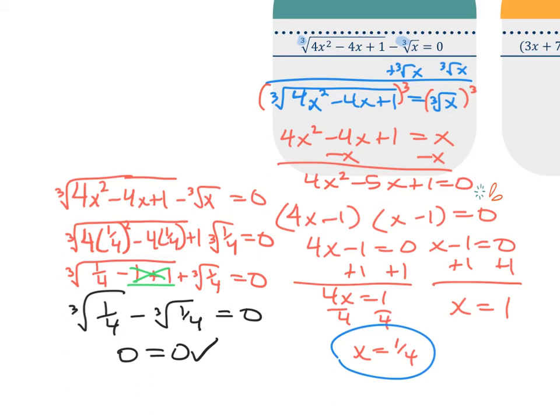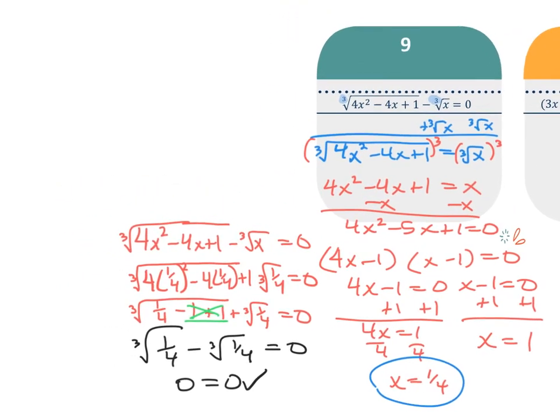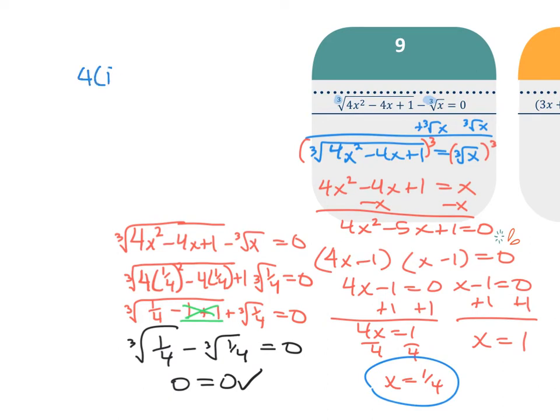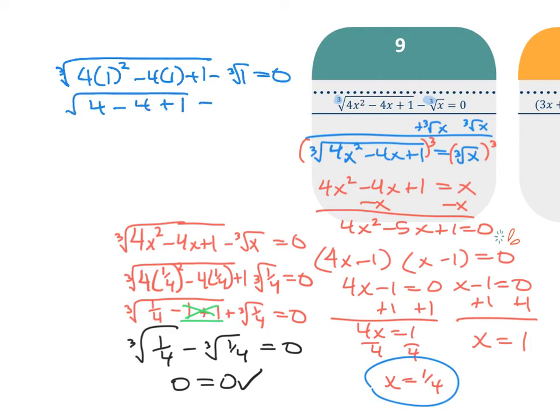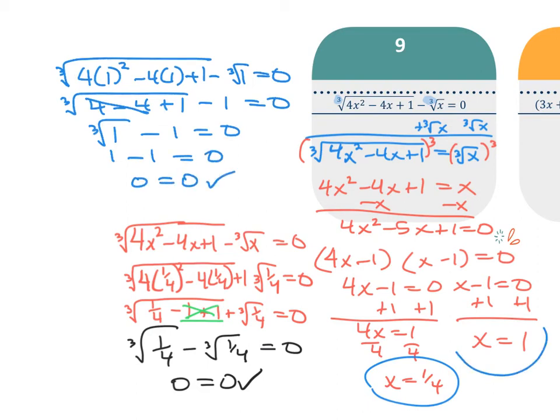Let me go ahead and see if I can move this. I'll just do it right above. So 4 times 1 squared minus 4 times 1 plus 1, minus 1, and this is a cube root, and this is a cube root. So 4 minus 4 plus 1, minus the cube root of 1 is 1. This is a cube root also. This becomes 0. So the cube root of 1 minus 1, cube root of 1 is 1. 1 minus 1 is 0. This answer also checks.